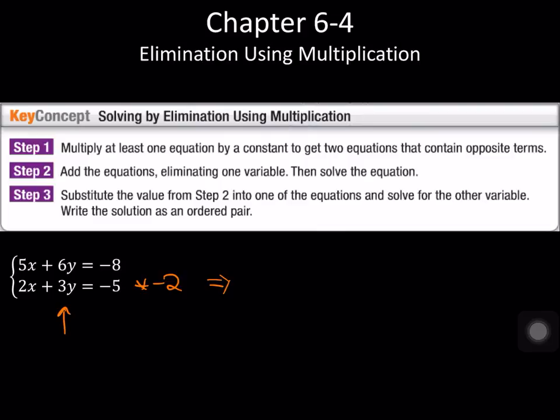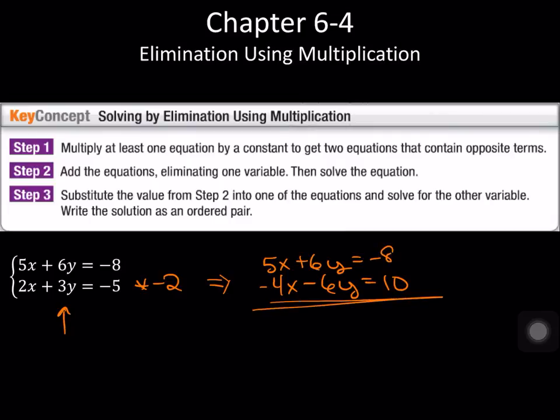I'm just going to multiply the whole equation by negative 2. So negative 4x minus 6y equals 10, and I'm going to rewrite that top equation as is, not going to change a thing. Now what do you notice about those y values? Plus 6, minus 6, which means I can add those two equations together and the y's disappear.